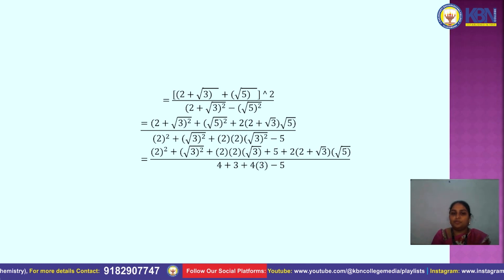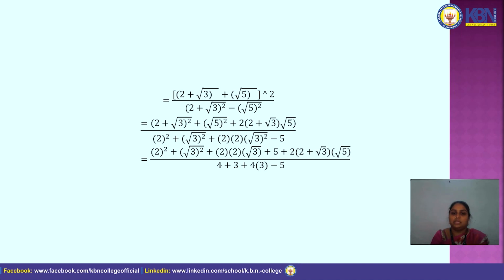Now substitute the formula in the denominator, then we get 2 square plus (root 3) whole square plus 2 into 2 root 3, minus (root 5) whole square. Then we get the result. Again in the numerator we find another formula, that is (a plus b) whole square. Again split that, then we get 2 square plus (root 3) whole square plus 2 into 2 root 3. That is (a plus b) whole square. It's a special product we have used in this problem.